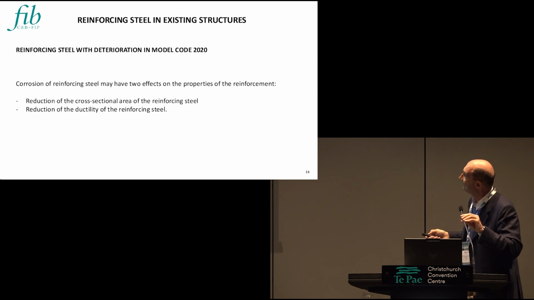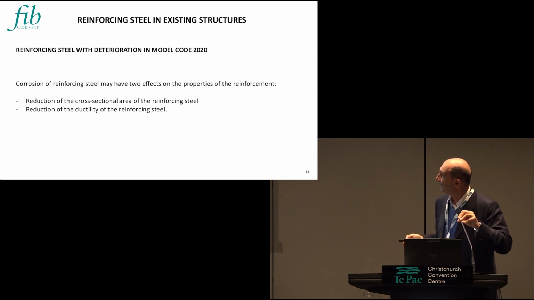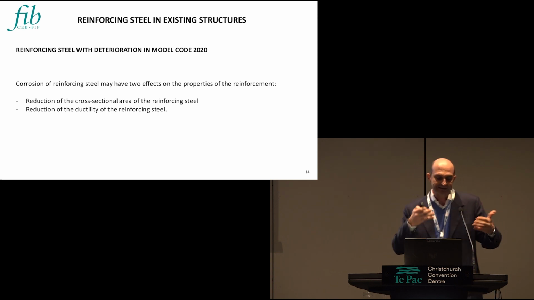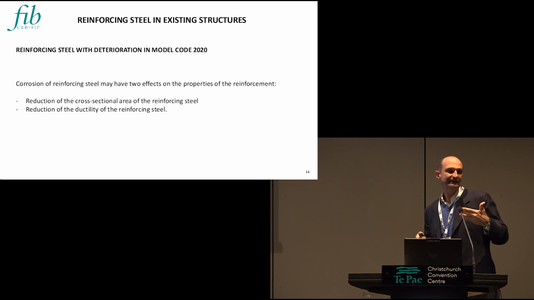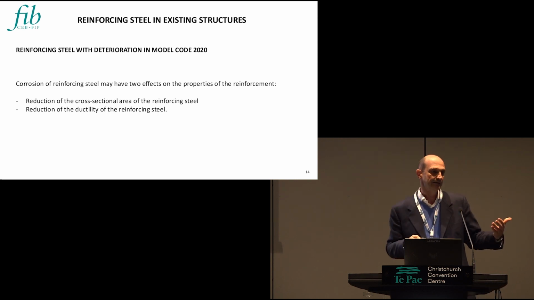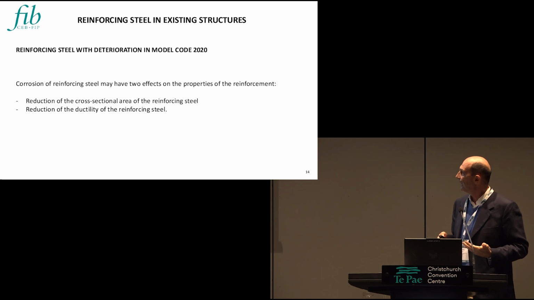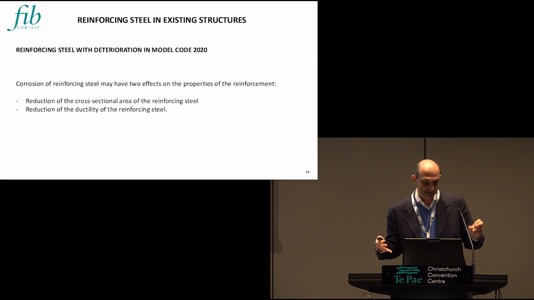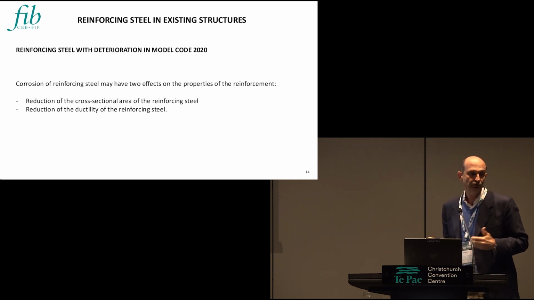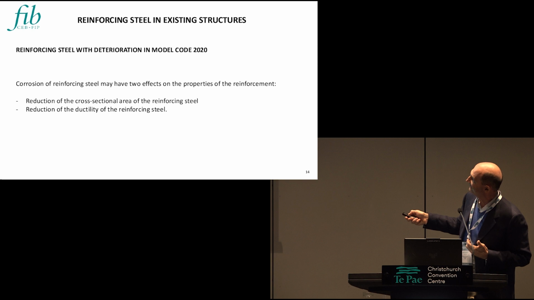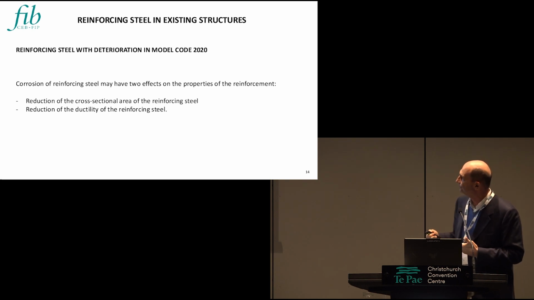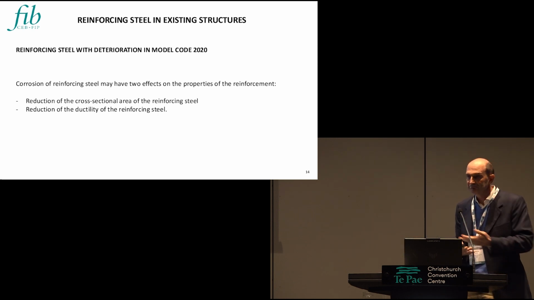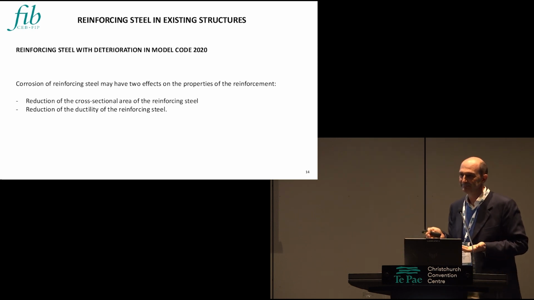Another aspect is the deterioration. Corrosion. In some previous analyses that the practitioners used, they considered the corrosion only as a reduction of the area of the steel rebars. And that could lead to some mistakes. Because when we have a corrosion, we have not only a reduction of the cross-sectional area of the reinforcement, but we could also have a strong reduction in ductility of the steel. And Alessandro presented before the problem of ductility.